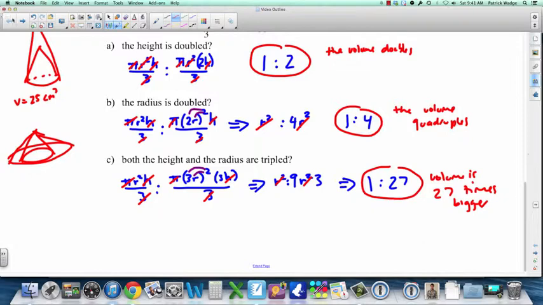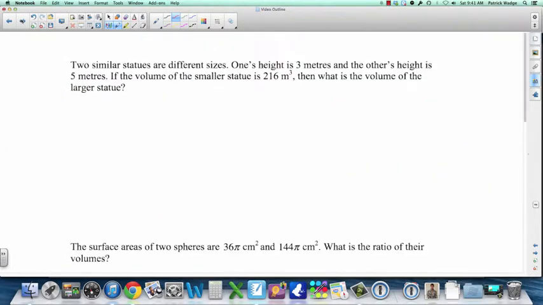Okay, next question. Two similar statues are different sizes. One's height is 3 meters and the other's height is 5 meters. If the volume of the smallest statue is 216 meters cubed, then what's the volume of the larger statue? Okay, so we have a comparison of 2 statues, and we're talking about height. And height is just an example of a side, right?